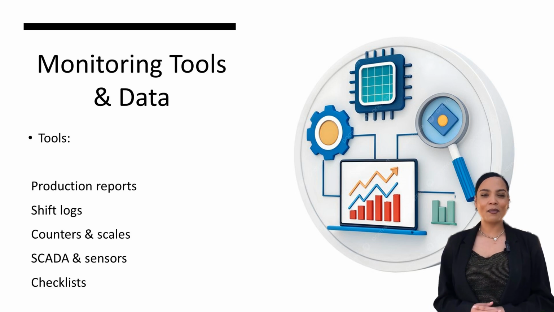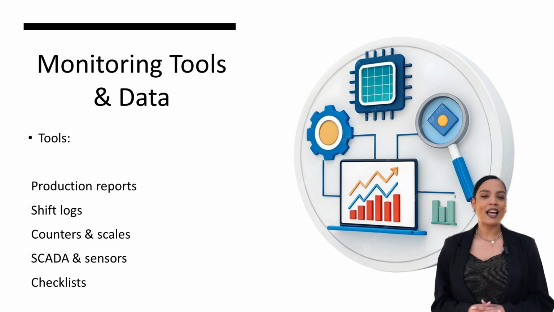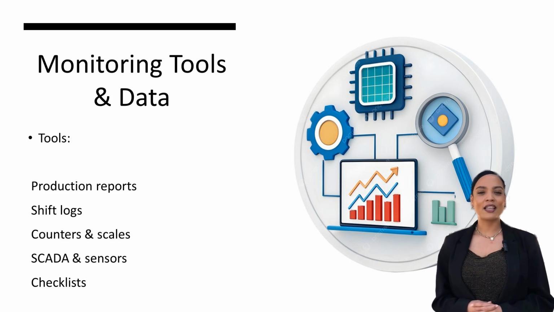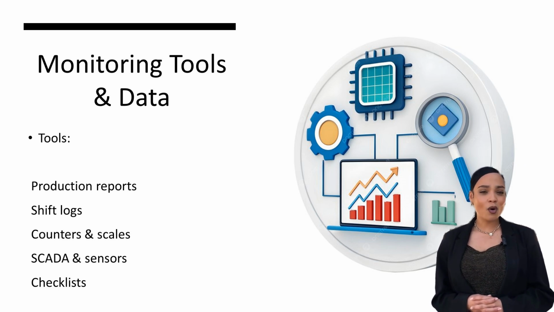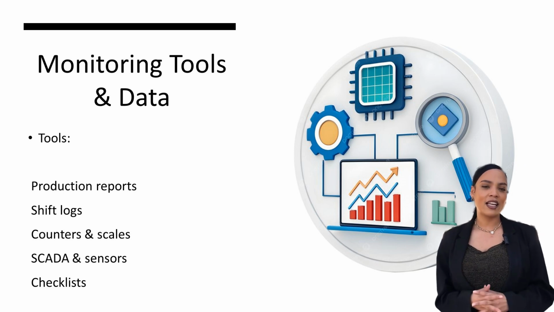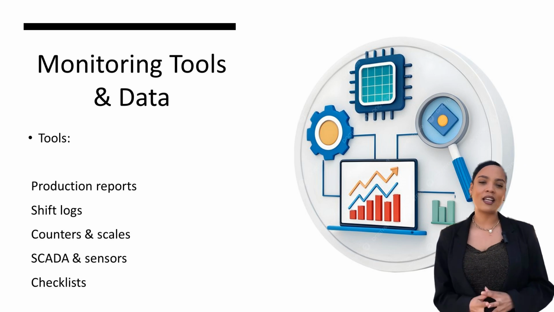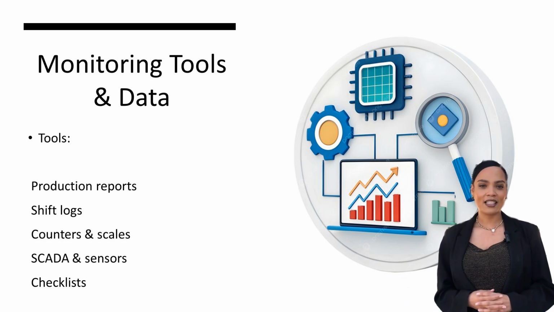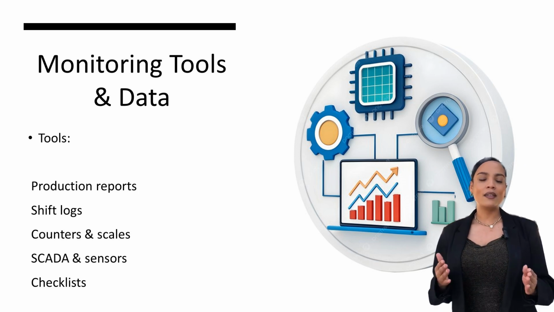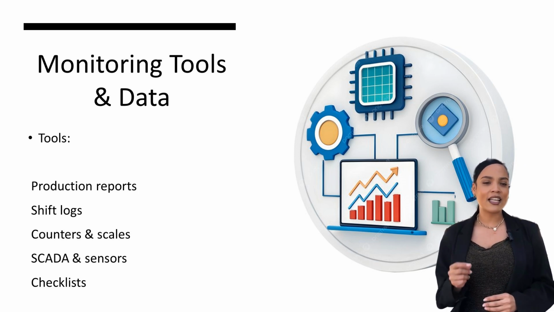I don't run production by guesswork. I use tools and data: shift reports, checklists, counters and scales, SCADA or machine sensors, OEE boards, and simple visual controls at the line. I verify the basics at the start. Write material, write settings, write labels, write speeds, write checks. I track what the line is telling me: rates, alarms, reject reasons, short stops, and trends. Data helps me decide quickly and correctly.